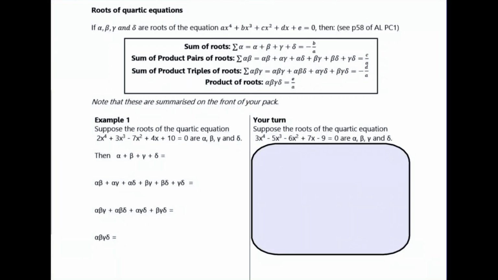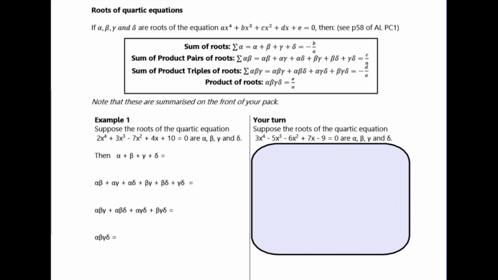Okay, so I'm going to cover the bit of the pack on roots of quartic equations in this video. It's basically just exactly the same as we've been doing for quadratics and for cubics, but more long-winded. Please use this video to work through this part of the pack yourself, and then in lesson we'll get on to some more exam-style questions and some trickier things.